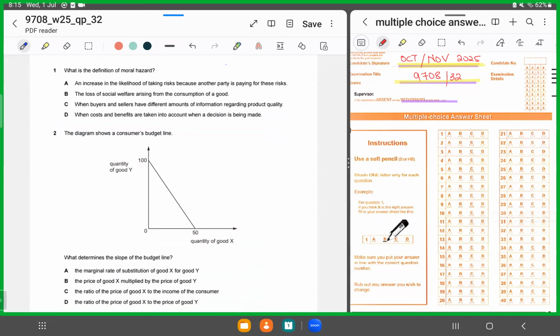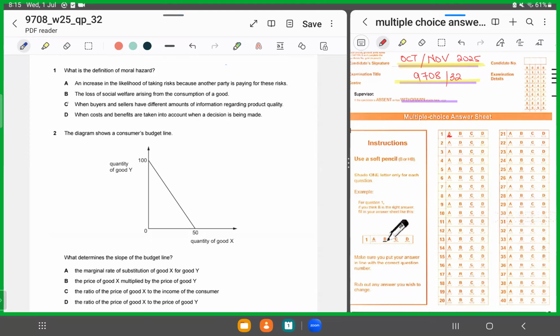Option A says an increase in the likelihood of taking risks because another party is paying for these risks. That's exactly what the answer is. So for one, we'll shade in A. Why can't it be the remaining options? B says the loss of social welfare arising from the consumption of a good. That is about negative externalities.